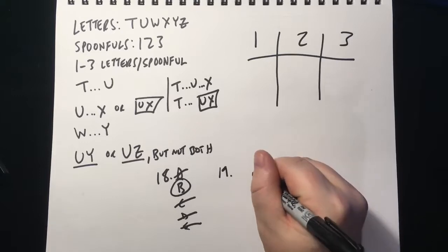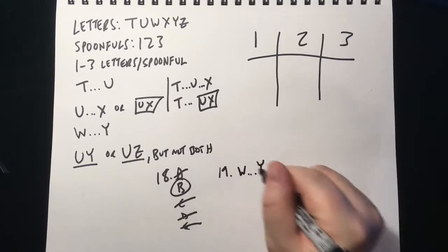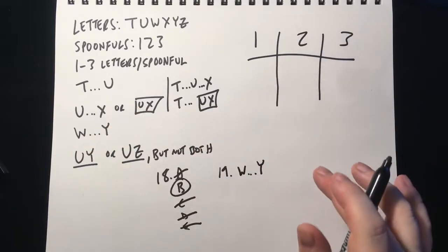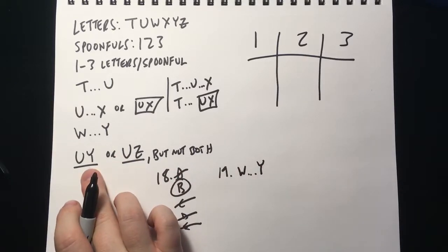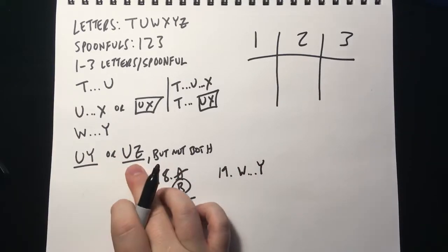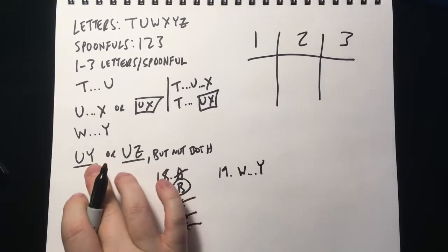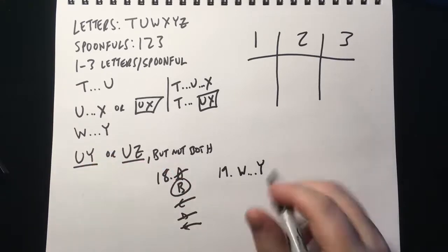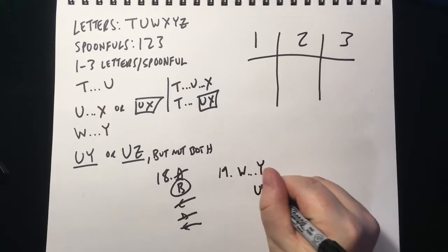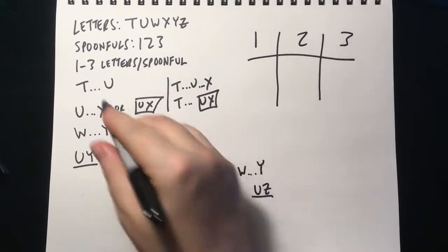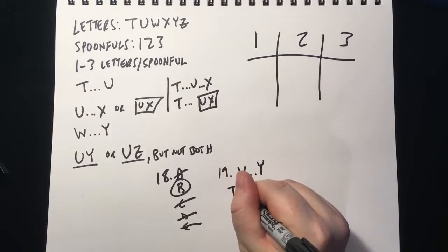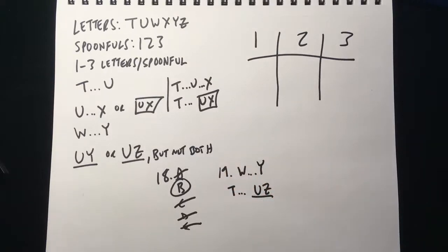So Y is going to be alone. W, of course, we go to our rules about it. W is going to come before it. What other rules do we have about Y? Well, we have this one here about the UY and the UZ. Since Y is going to be alone, I now know it's going to be U and Z. May as well write this down. What do you know about U and Z? Well, I know that T comes before U, so I should write this down as well.